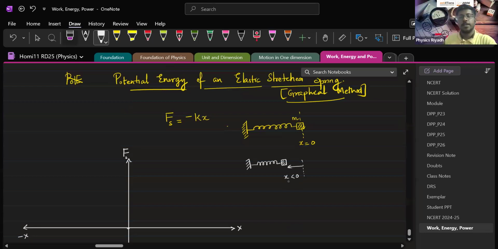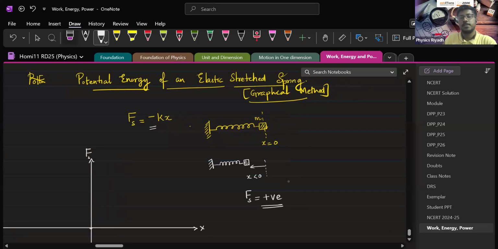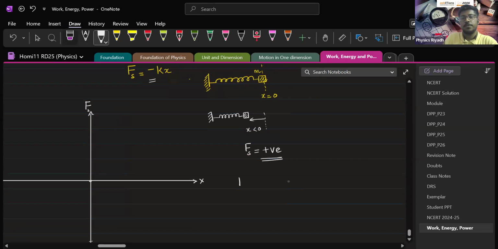So here you can see when I compress it, displacement is negative. So x is negative, that means what is the sign of the spring force? It's already negative here, so the spring force will be positive. And if x is greater than 0, so if it is getting stretched, this is the mean position, x equal to 0, and this time it is getting stretched, displacement greater than 0.